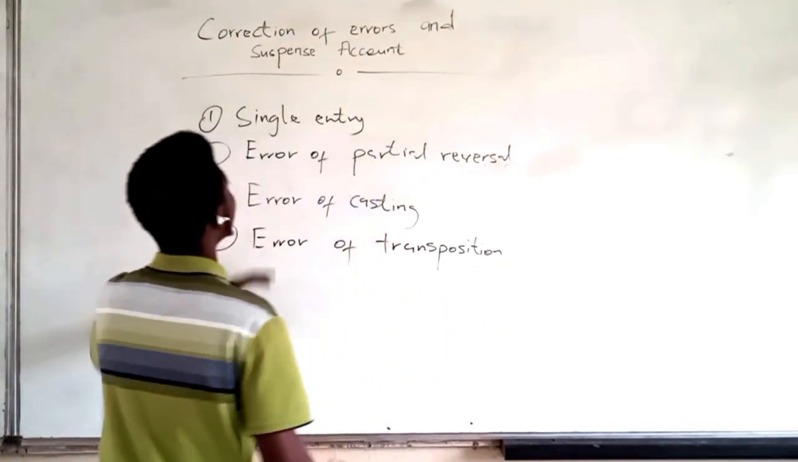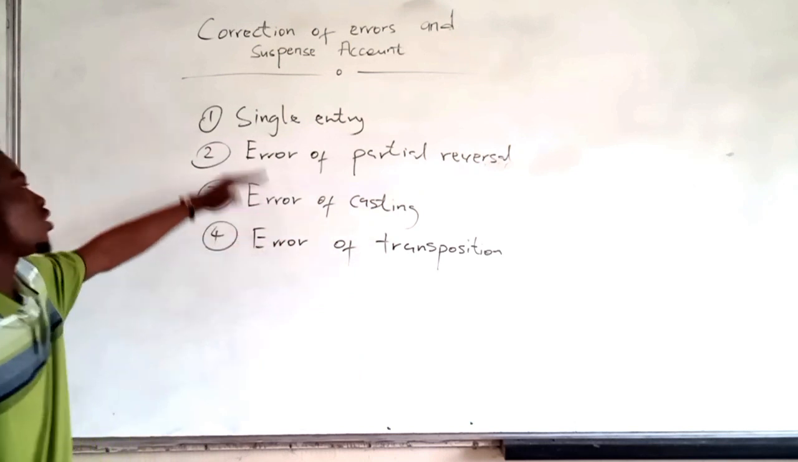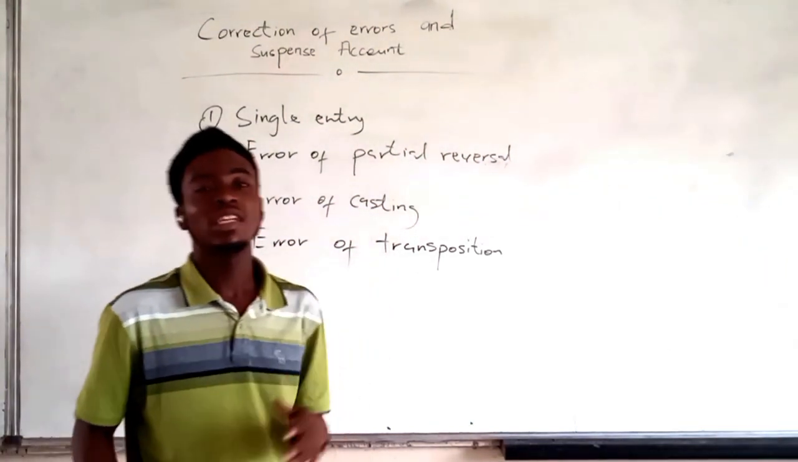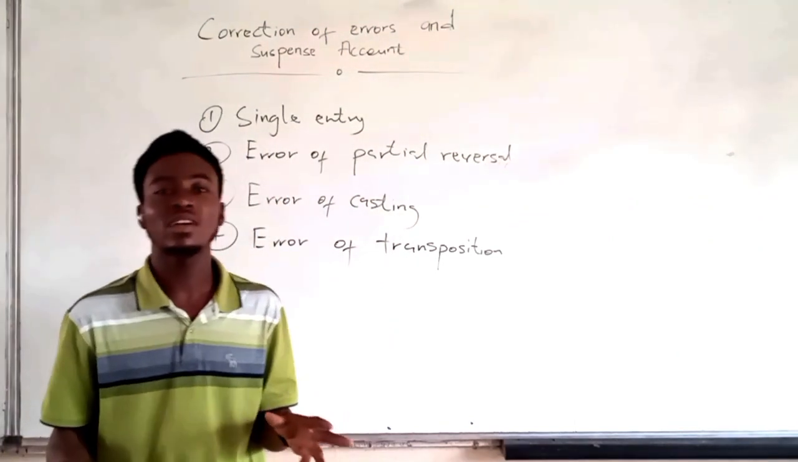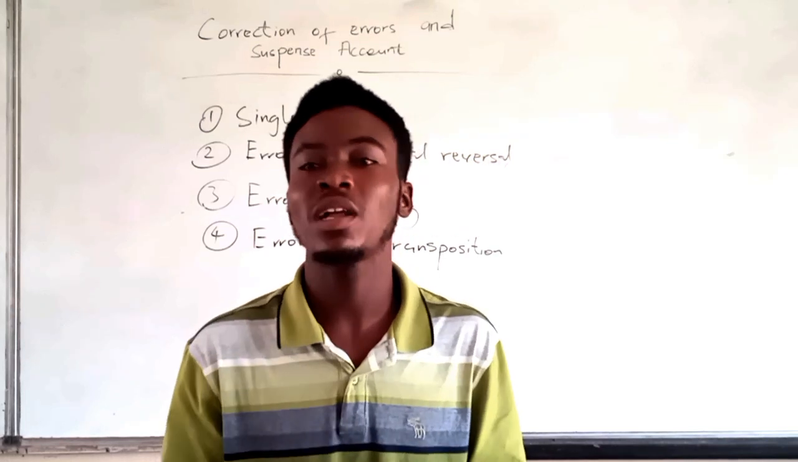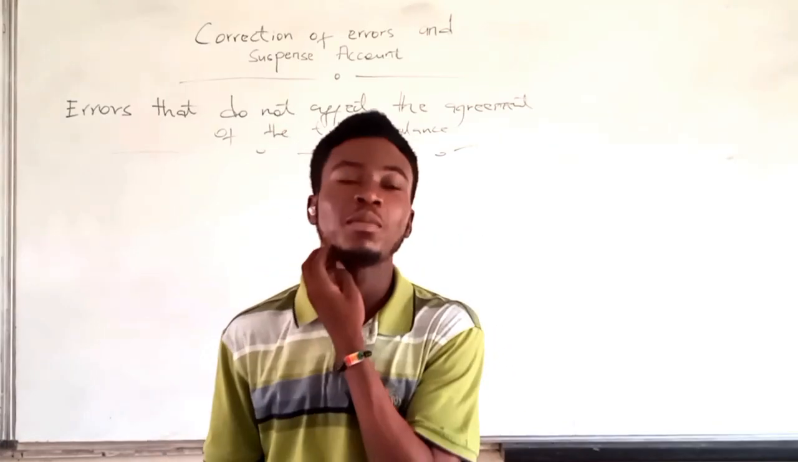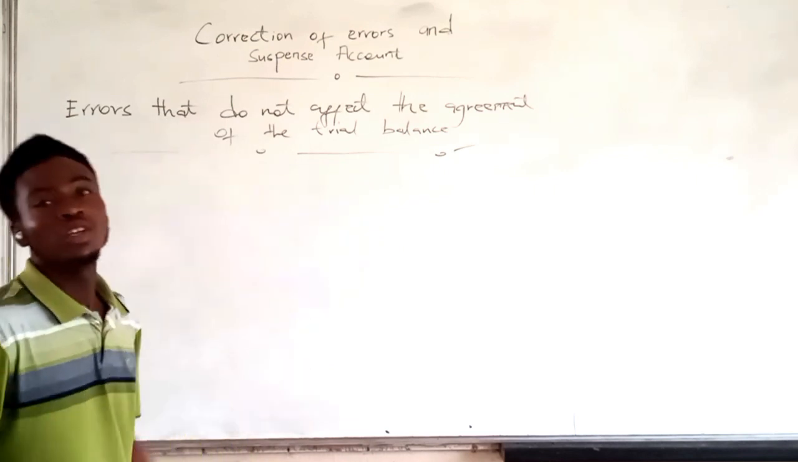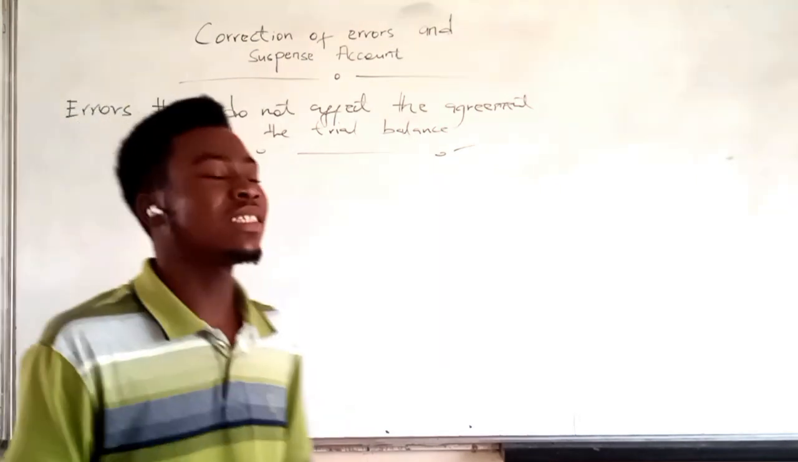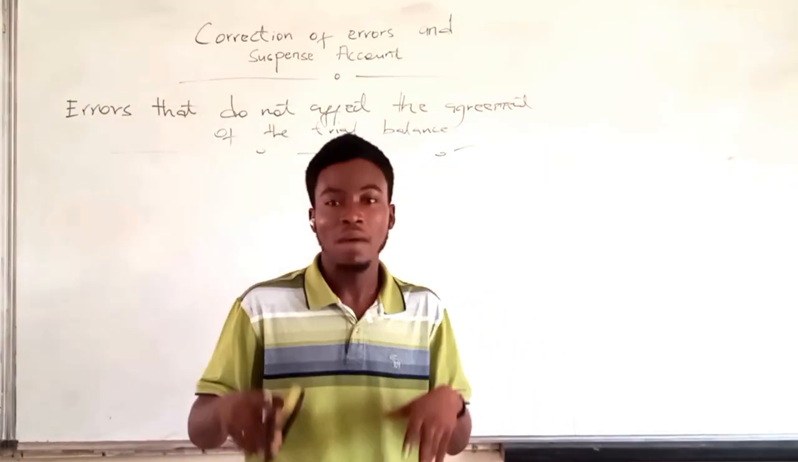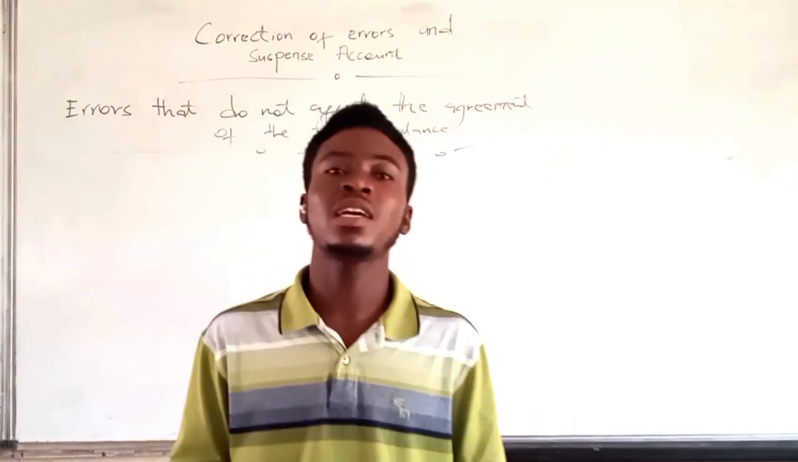So this is the error that's going to affect the agreement of the trial balance. Now we are done with it. Let's go to the errors that do not affect the agreement of the trial balance. When you say errors that do not affect the agreement of the trial balance, even though the error is committed, the trial balance is still going to agree.